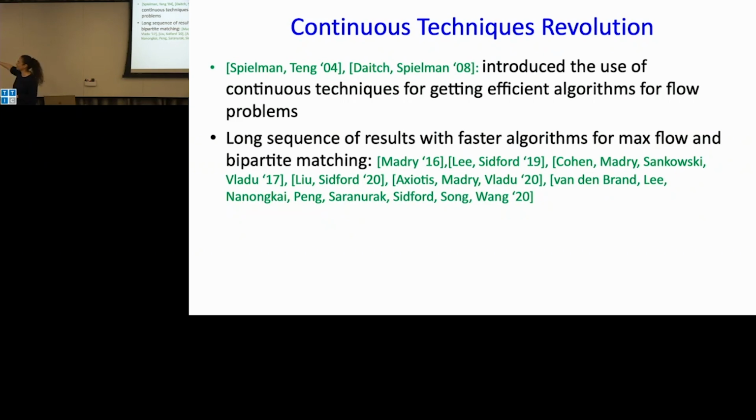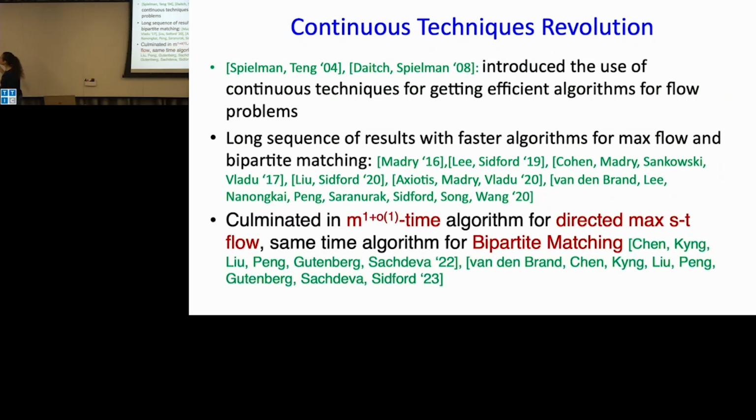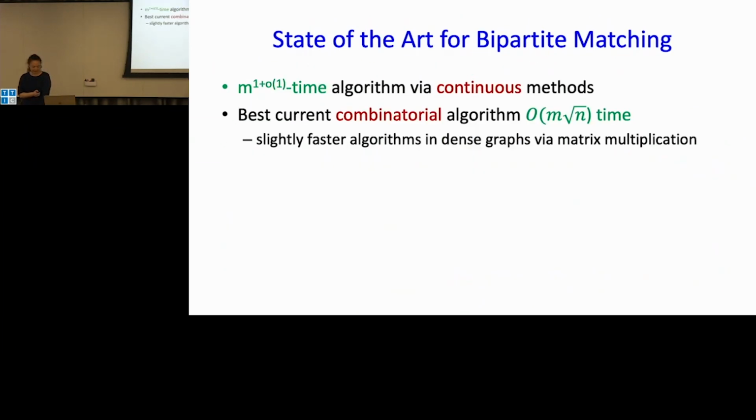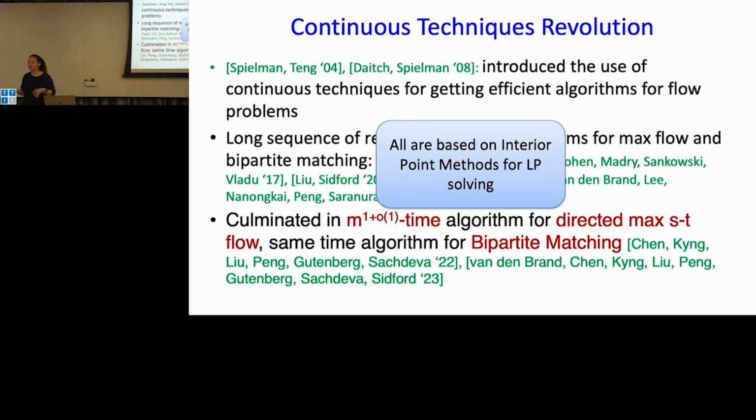I'm not listing all of the papers, there is a long list of papers. Several of them are big breakthroughs, and they were getting faster and faster algorithms for max flow, for bipartite matching, for related problems. And this culminated literally a year ago, where using these techniques, an almost linear time algorithm was achieved for maximum s-t flow, bipartite matching, min cost flow, all of these problems. So what is common to all these results, again, is that all of them are based on continuous techniques, specifically casting your problem as an LP, and then using interior point methods to solve this LP.